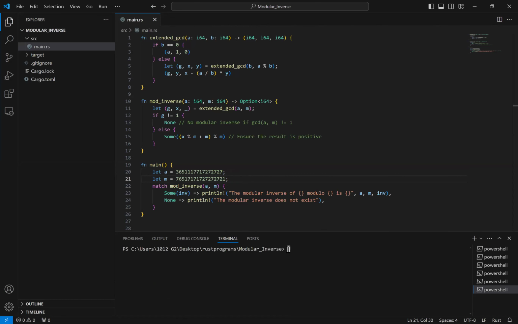Of course, we can also make it 128 if you want. Instead of I-164, you can make it I-128.